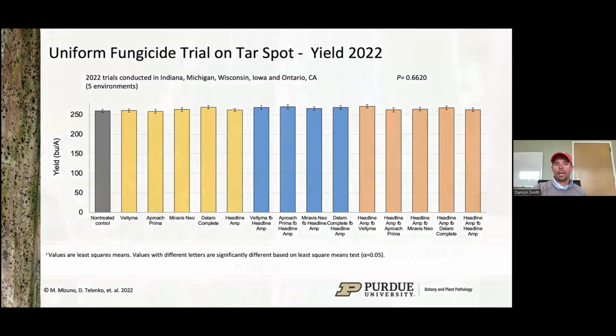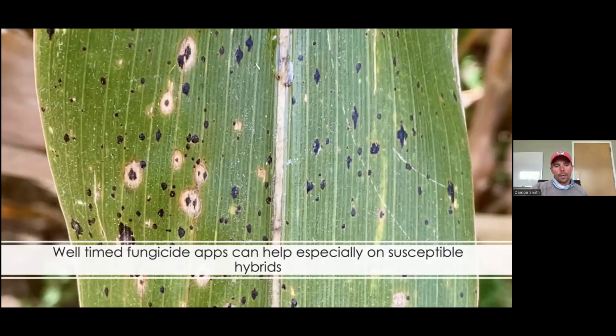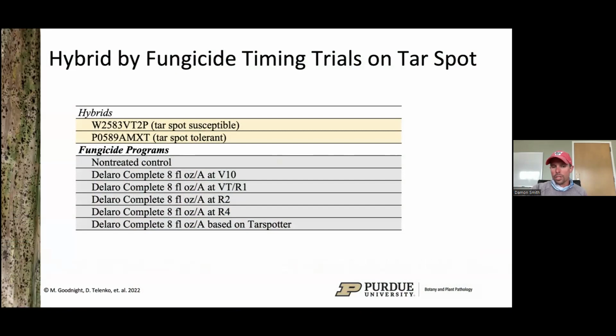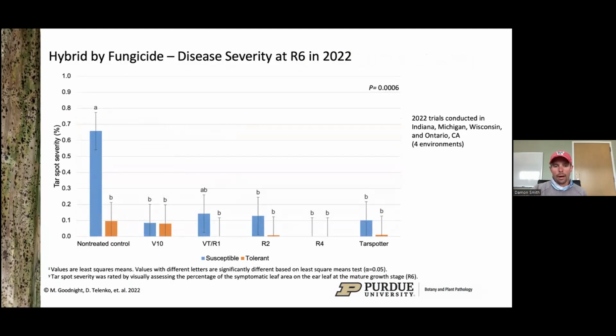And that's really the sweet spot there. So that kind of bridges this into well-timed fungicide apps, and especially well-timed fungicide apps on susceptible hybrids. We've run some trials comparing susceptible versus tolerant or partially resistant hybrids. In this case, we're going to look at Delaro Complete, but we've done this with other fungicides as well across an array of growth stages. Again, these are just single apps or apps applied using the tar spotter app.